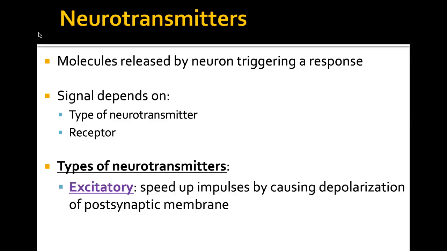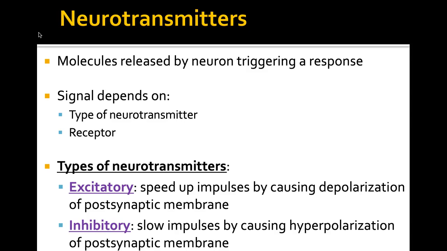One type is excitatory, and these neurotransmitters speed up electrical impulses by causing depolarization of the postsynaptic membrane. To remind you what depolarization is, this is where sodium really goes into the cell and across that membrane, changing the potential.